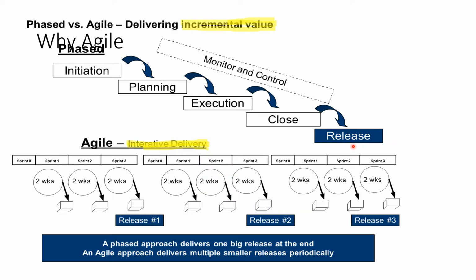Look at this particular slide. This slide again shows the difference between the phased approach and the agile approach. But you need to understand the words highlighted in yellow. These are the two very important flavors of agile. Without these two flavors, we cannot call a project agile. Right? What are the two important flavors? One is incremental value, right? That's nothing but your working software, your MVP, right?